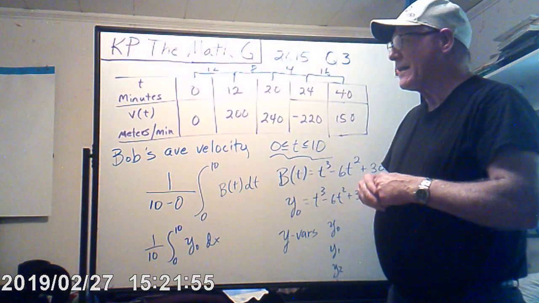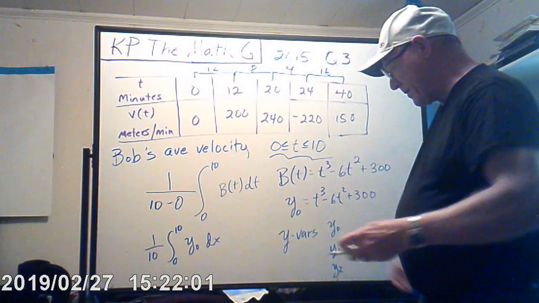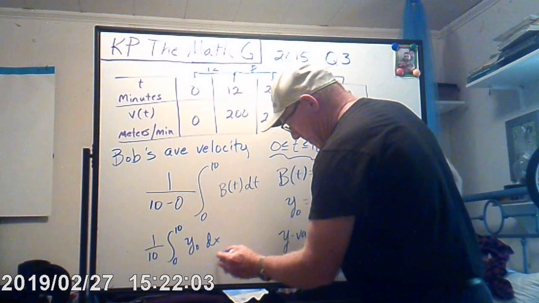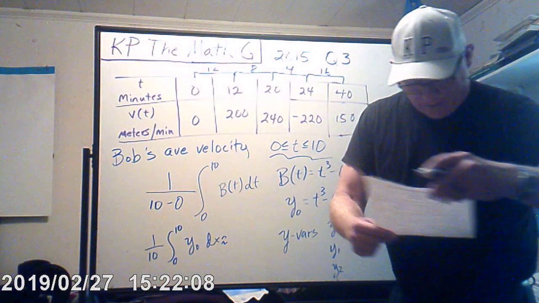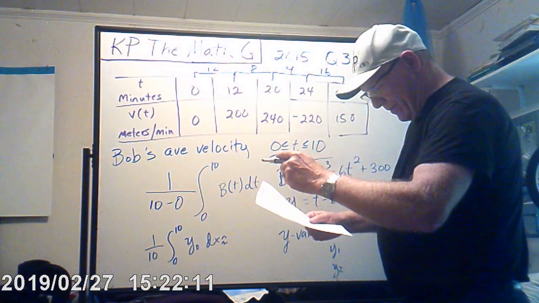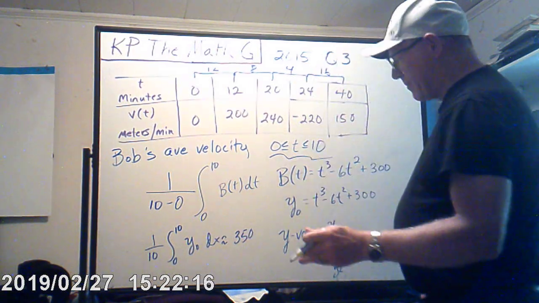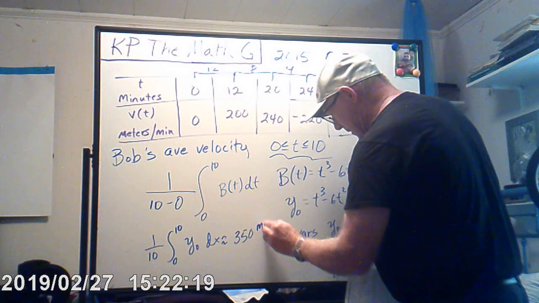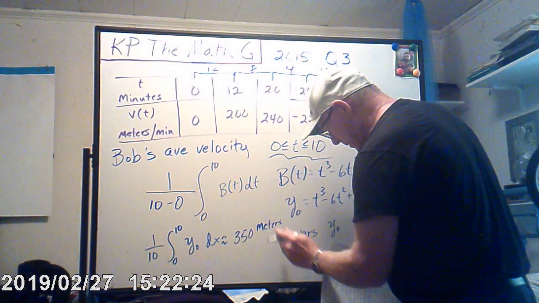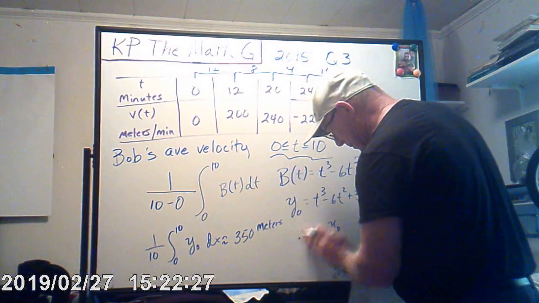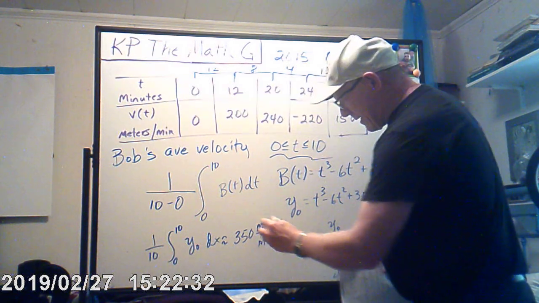But anyway, be that as it may, you can do this. And then the answer is going to show up as, okay, so 1/10. And I think by the time you do this, your answer is 350. And remember, it's still going to be meters per minute. Alright, let me erase this part, I'm sorry, meters per minute. Okay, that is what you're going to do.